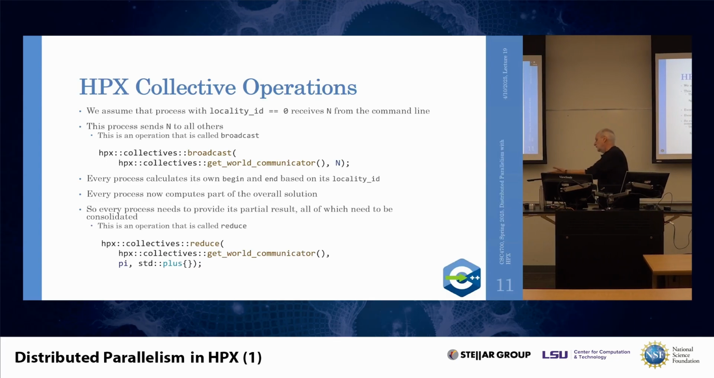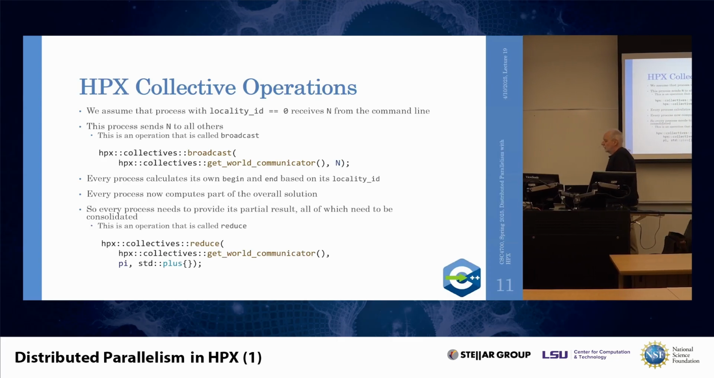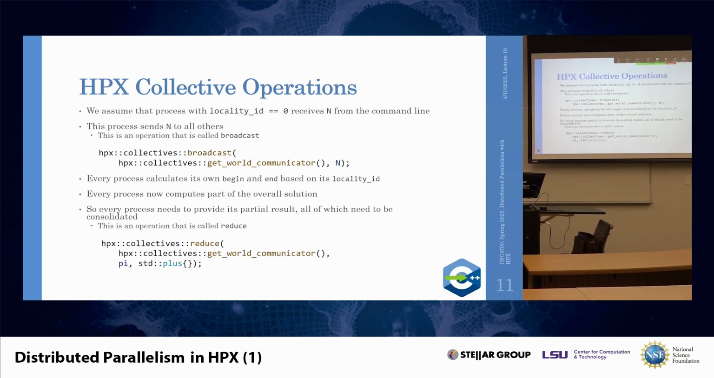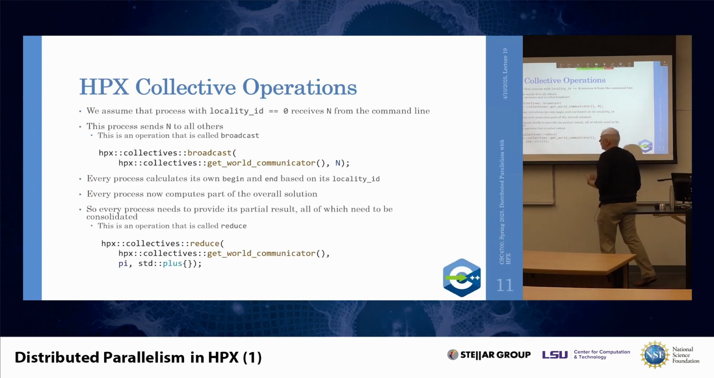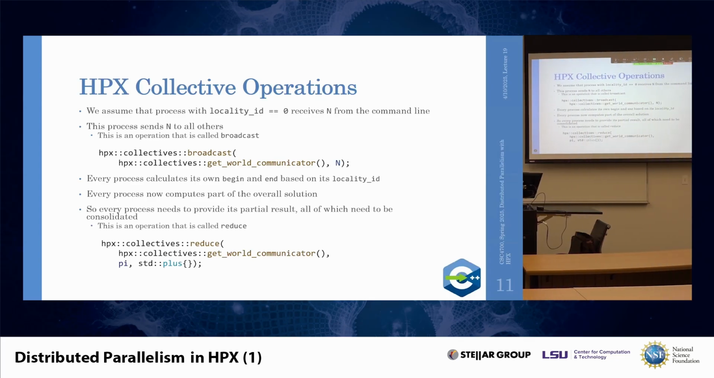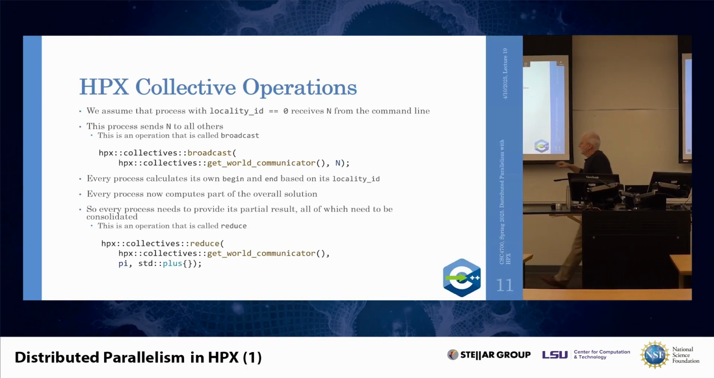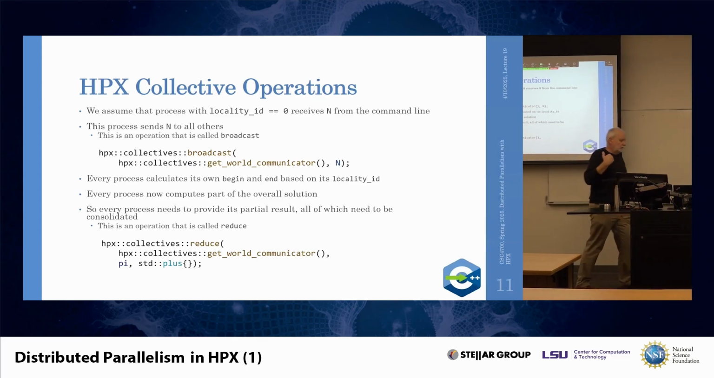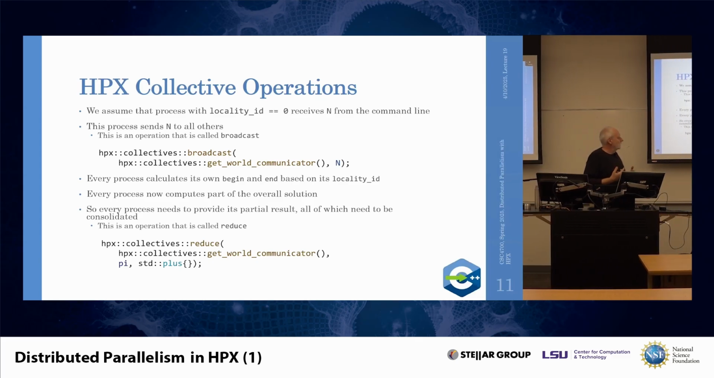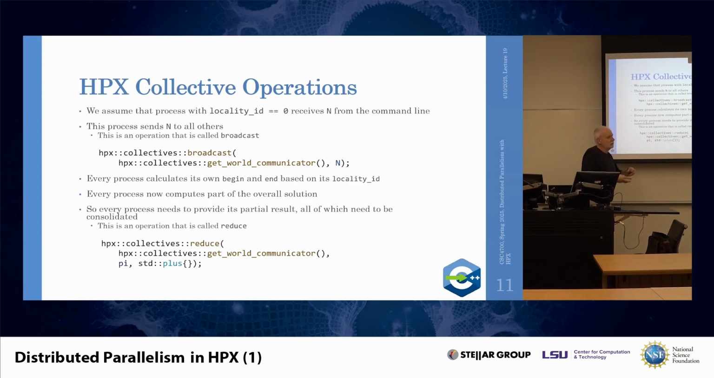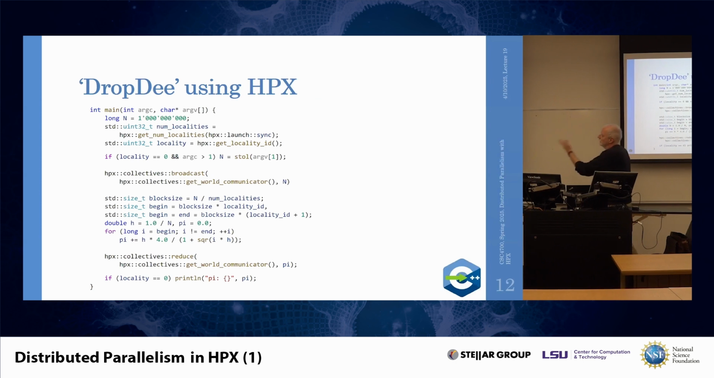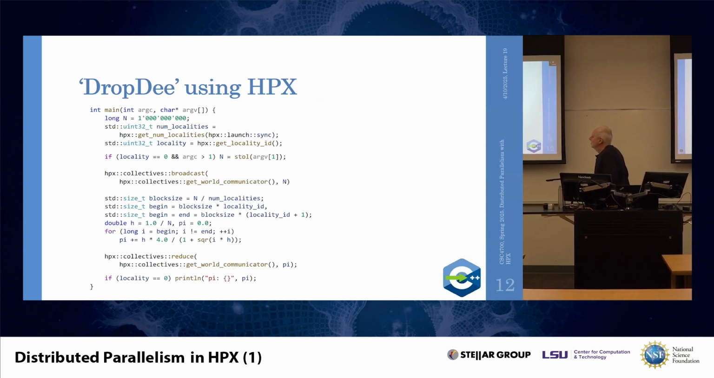We have to send all the partial results to locality 0, and locality 0 will sum them up and print the result. In HPX, that is called collectives reduce, because it's a reduction operation. Again, on the world communicator, I'll say a word about that in a minute. And I'm passing my local value of pi to it. That will magically make sure that locality 0 will come out with a pi which has the sum of all the partial results. Exactly what we need.